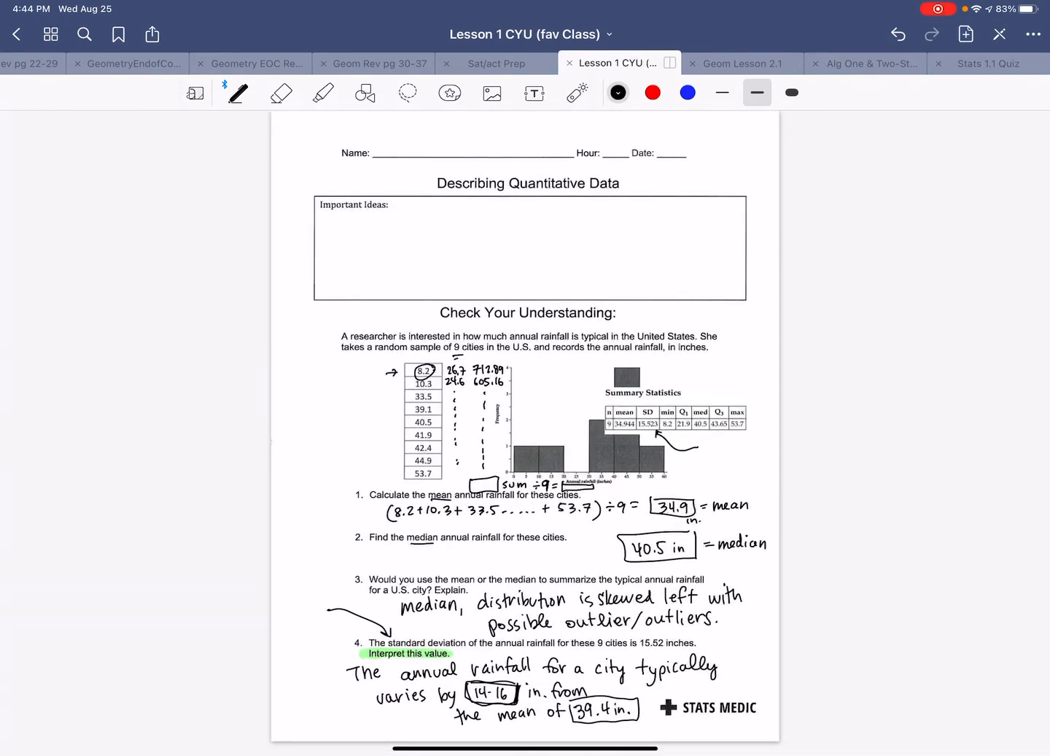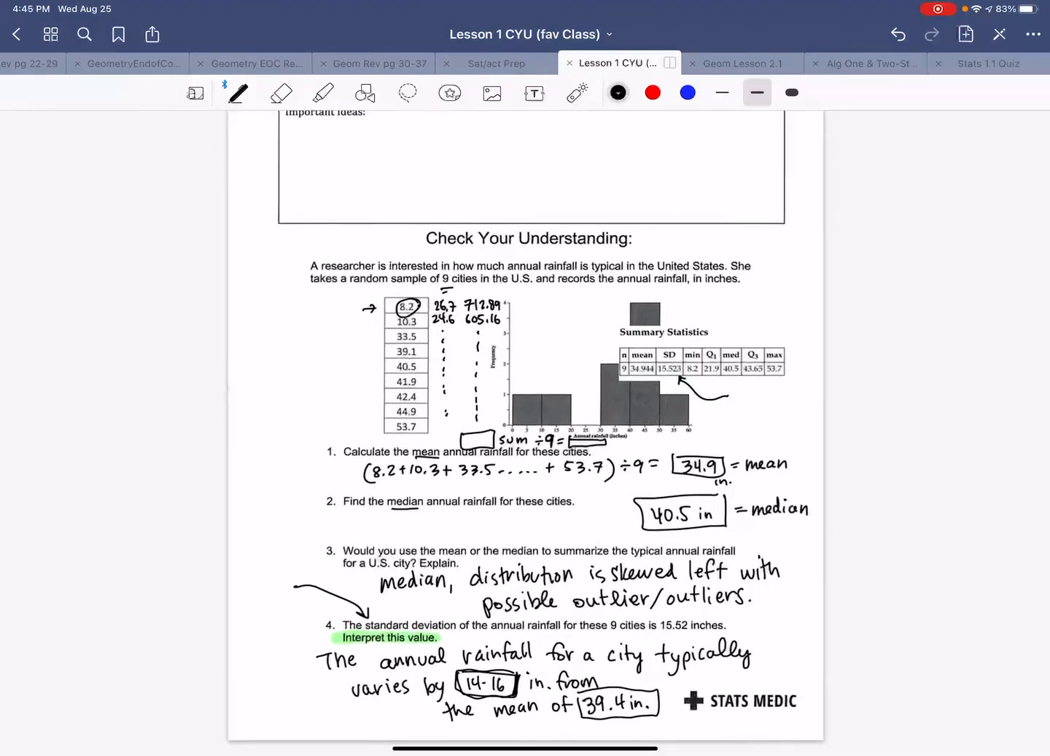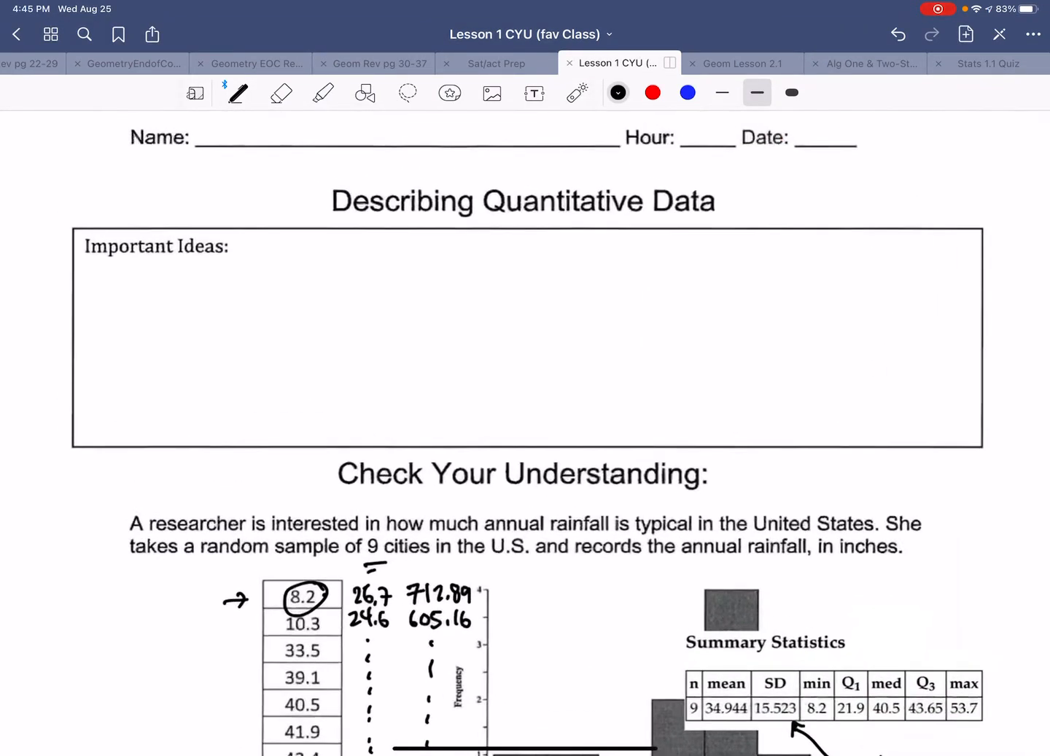Now we're going to check our understanding for the next one, but I want to write down some ideas. Again, these ideas are to help students that maybe struggled and need an extra check for understanding. So the important ideas here, the first learning target of this lesson, were measures of center.